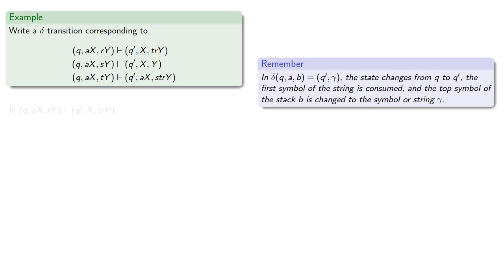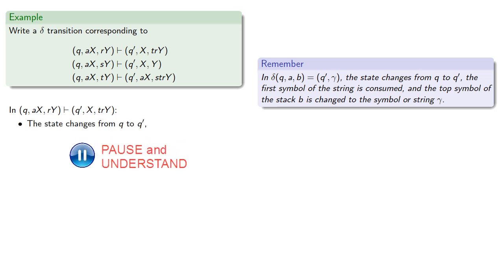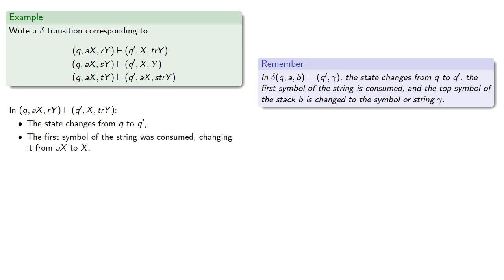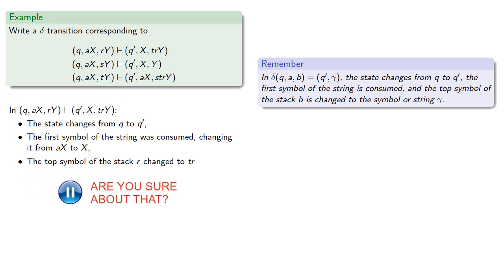So in (q, aX, RY) derives (q', X, TRY), the state changes from q to q'. The first symbol of the string was consumed, changing it from aX to X. And the top symbol of the stack changed from R to TR. So this is the delta transition: delta(q, a, R) = (q', TR).